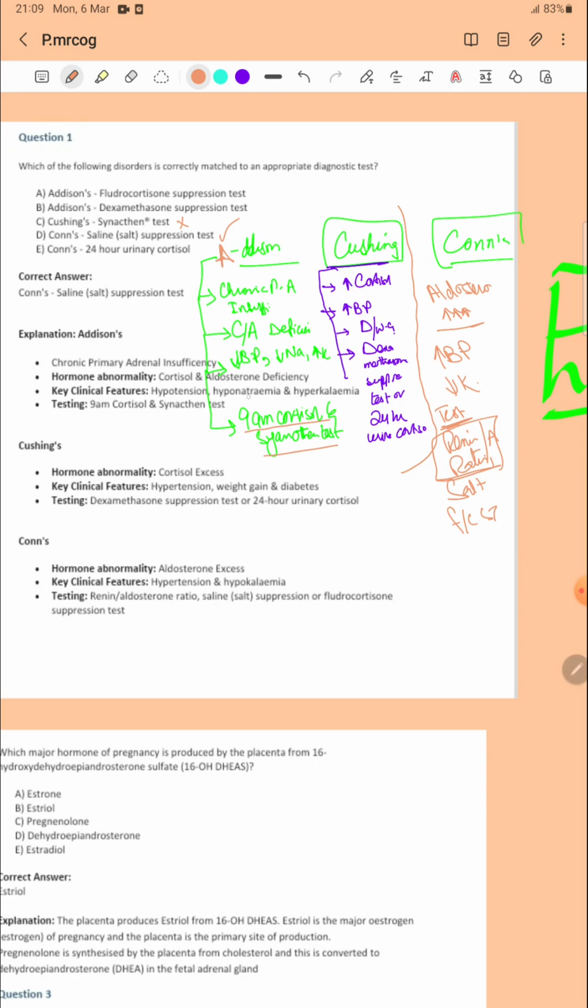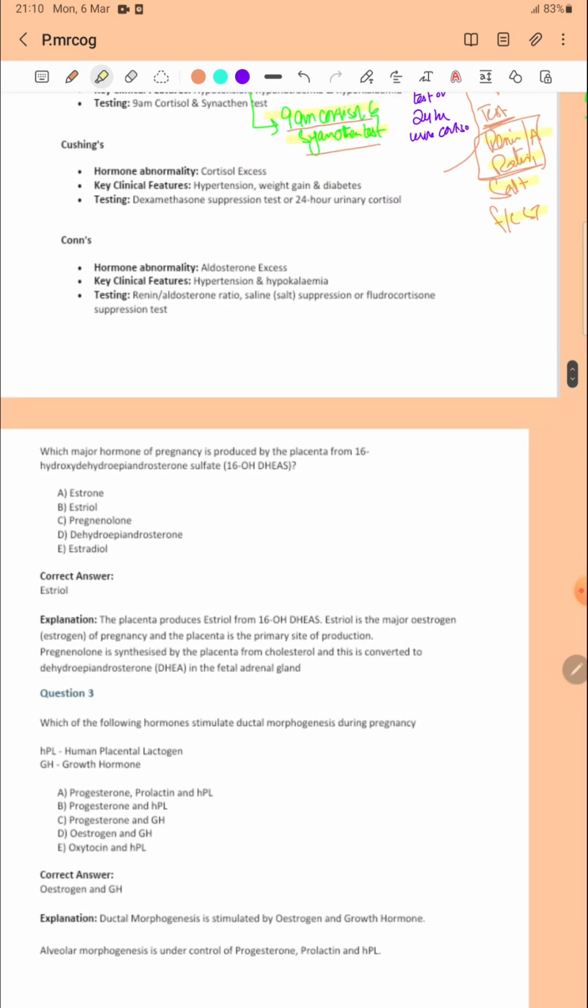Now, as the tests are important, let me highlight them again. In Addison's, the 9 a.m. cortisol and the synacthen test are used. In Conn's, which is opposite to Addison's, the renin-aldosterone ratio, the saline suppression test and the fludrocortisone suppression test are used. And in Cushing's, the dexamethasone suppression test or 24-hour urinary cortisol is done.